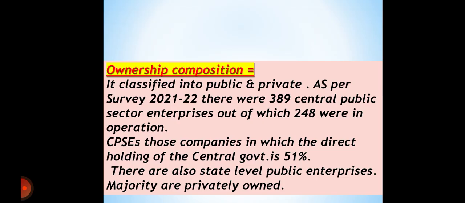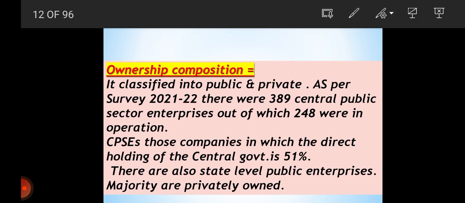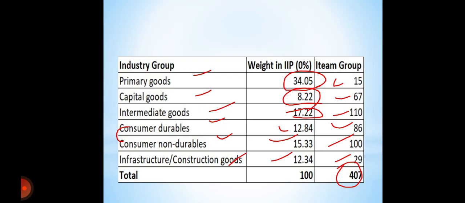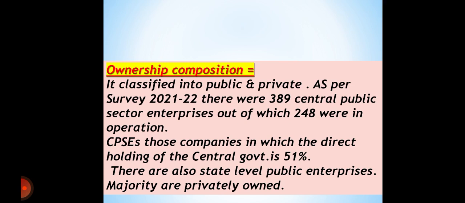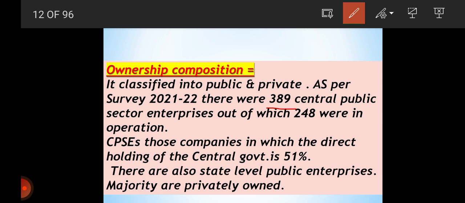Next, composition, ownership composition. Now ownership composition classify into two part, that is a public ownership and private ownership. So as per the economic survey 2021-22, there are total 389 CPSE. There are 389 central public sector enterprises, out of which 248 are in operation. Now, when we say particular industry is a central public sector enterprise, in such kind of industry, the government share is 51%. And some of the industry owned by state level public sector enterprise also.